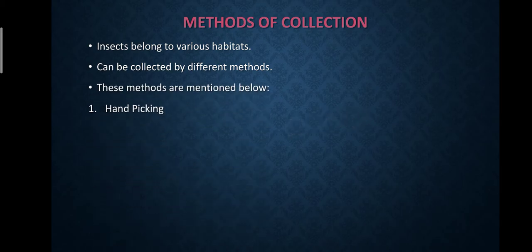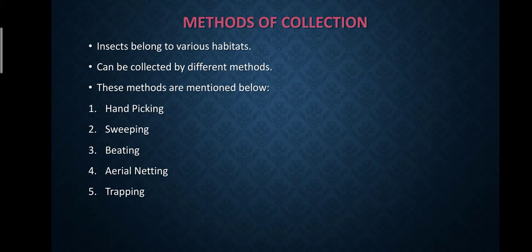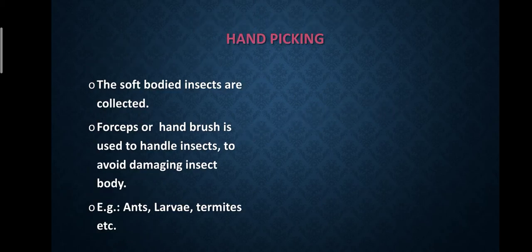First is hand picking, sweeping, baiting, aerial netting, trapping, aspirators, and Burley's funnel. So today we will discuss four types of insect collection method. First we will discuss the hand picking method. What is the hand picking method?